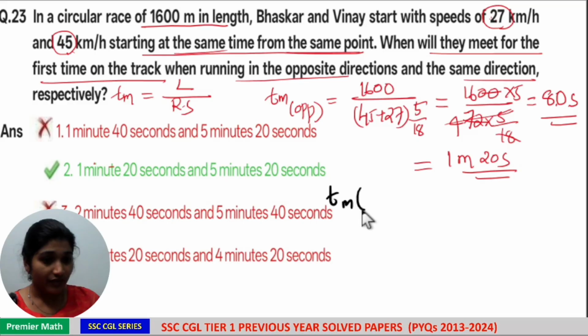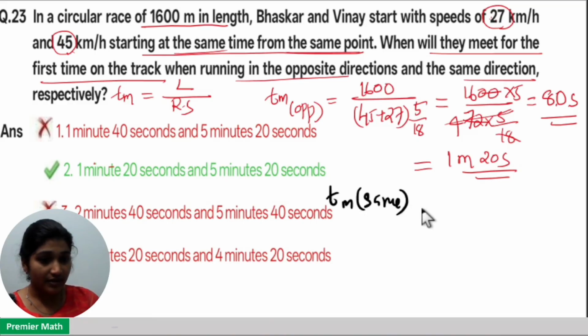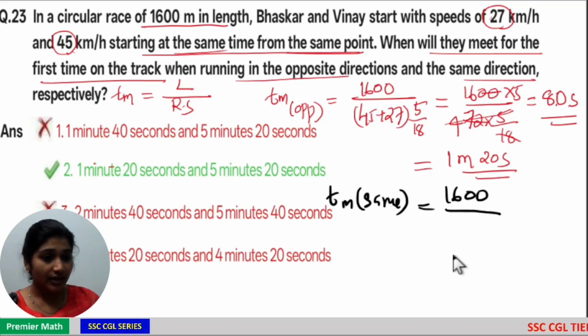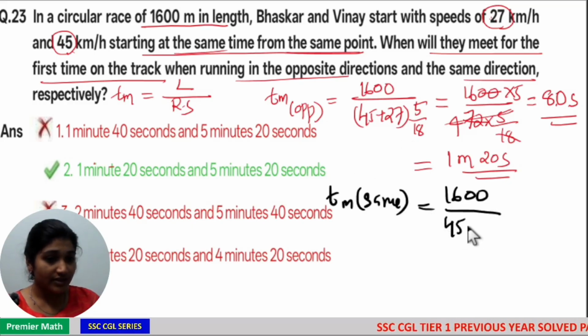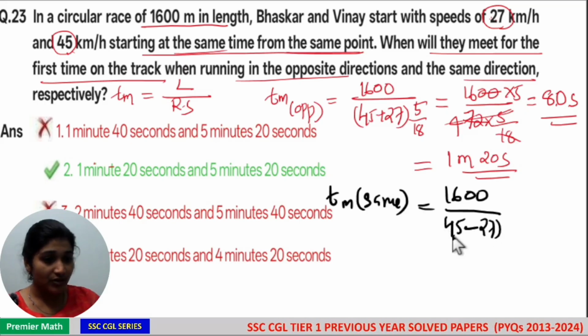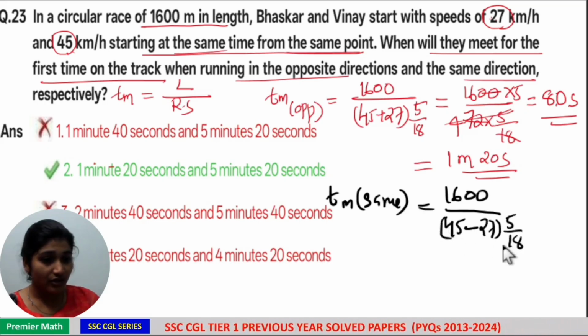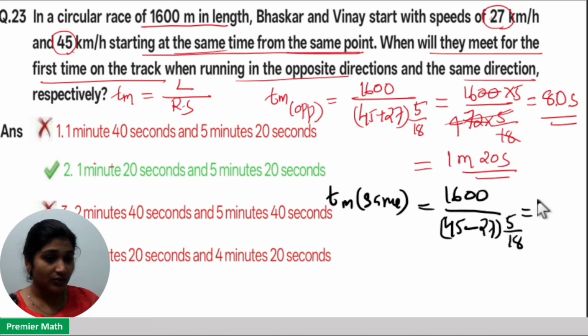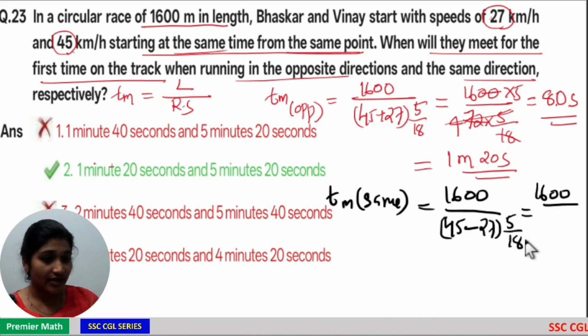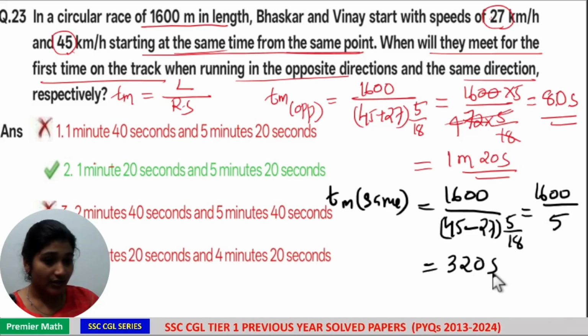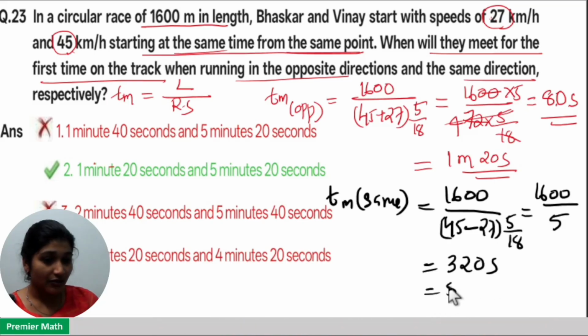time of meet when they are running in the same direction is equal to 1600 divided by relative speed. When they are running in the same direction, 45 minus 27 is the relative speed. Convert it into meter per second. Now this is equal to 1600 divided by 18, as 45 minus 27 is 18. 18 into 5 by 18 is equal to 5. Now this is equal to 320 seconds. 320 seconds means 5 minutes 20 seconds.